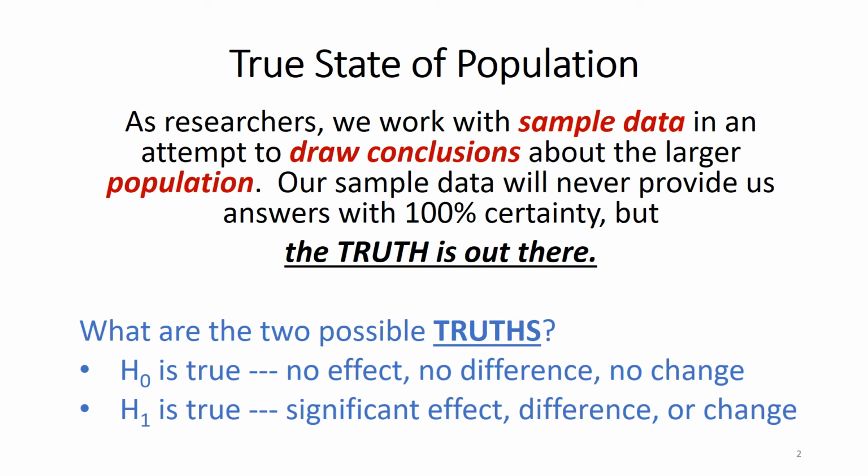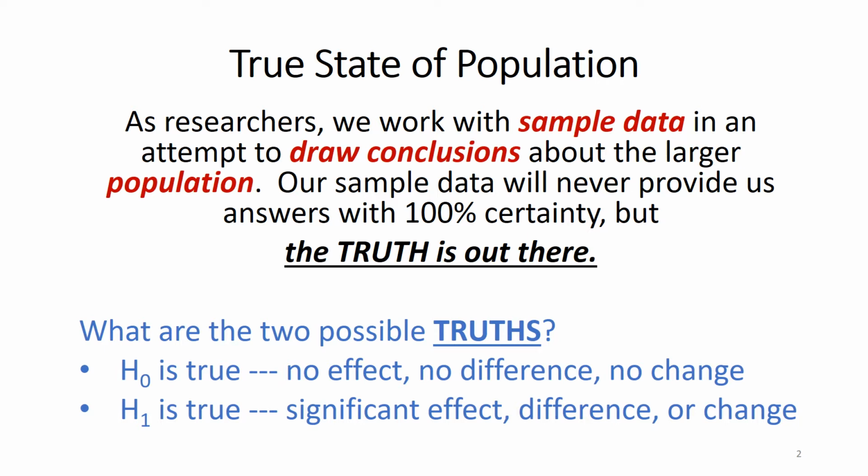But as we've also talked about, whenever you work with sample data, you're never going to have 100% certainty about the accuracy of your findings. But we have to remember that there is truth out there. Now, as researchers, we don't get to see that truth, but that's the goal of science, right? You want to be able to discover universal facts, to uncover the truth. So we are going to do our best using statistics to find the truth.